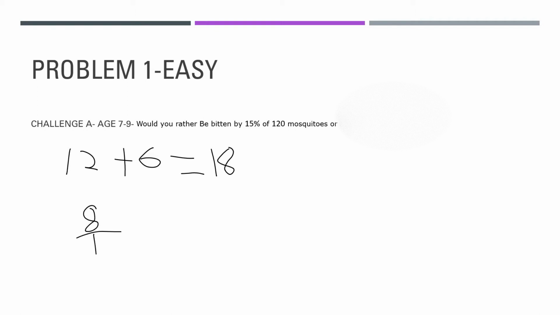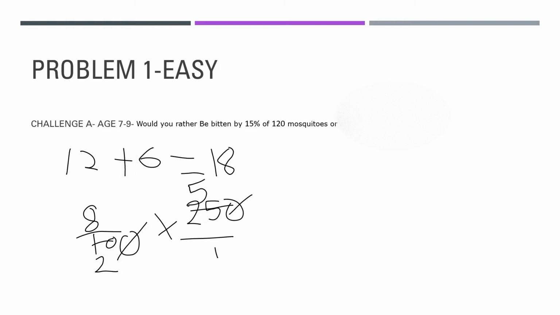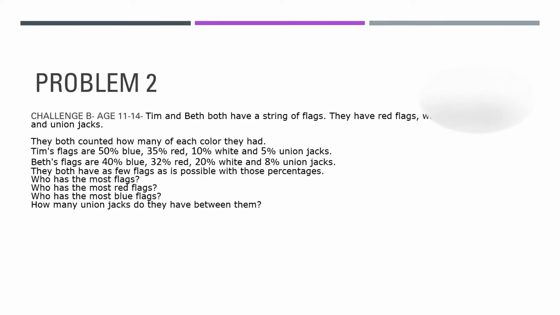fraction way. 8 by 100 times 250. Cross over the zeros, and 10 divided by 5, 2, 25 divided by 5, 5, and then 8 divided by 2, 4, 2 divided by 2, 1, so that's 20. So I would rather be bitten by 8% of 250 mosquitoes, unless you like getting bitten by mosquitoes. Let's go on to problem 2.